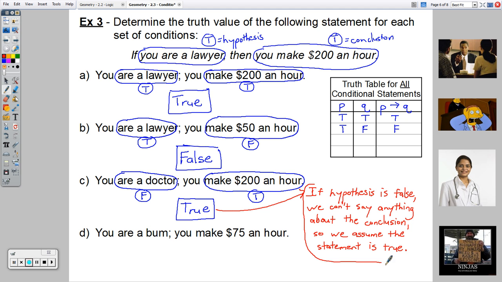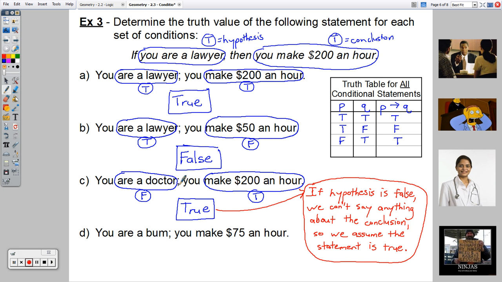So that is an important thing to remember with conditional statements. If you have a false hypothesis, one that doesn't match up with what you had started with, we assume the statement is true. So this one is false and then true, and with conditional statements, we assume that's true.